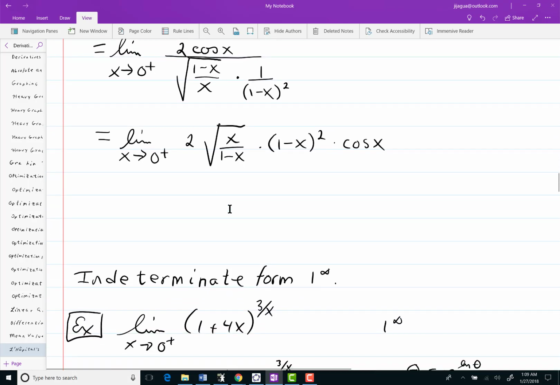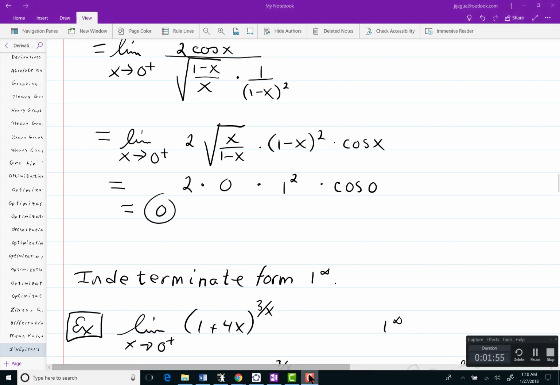Well, let me try to plug it in. If I plug in 0, I'll get a 1 there. This part will be 0, and this part will be 1. I get a number. I'm good. So I'll put those in there. I got cosine of 0 times the square root of 0 over 1 minus 0 times (1 minus 0) squared, all over 2. And I'll leave it to you to check the details. This answer turns out to be 0.